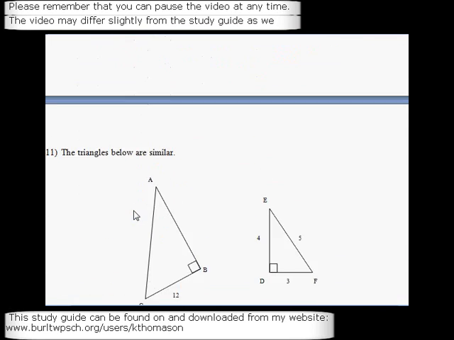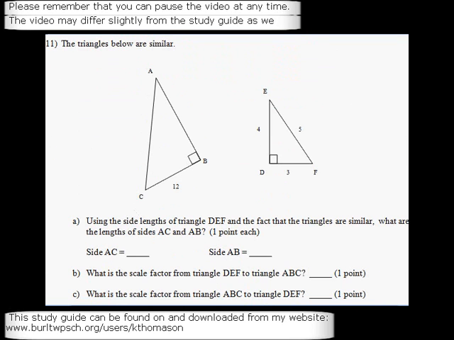Alright, we're ready to move on to number 11. These triangles should look familiar. These are the same triangles we used above. The triangles below are similar. Again, they're telling us that they're similar, so we already know some things right off the bat.